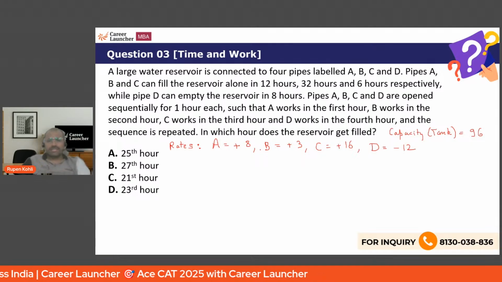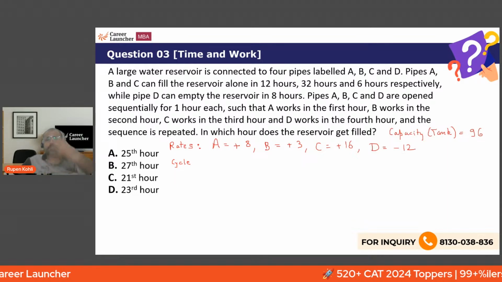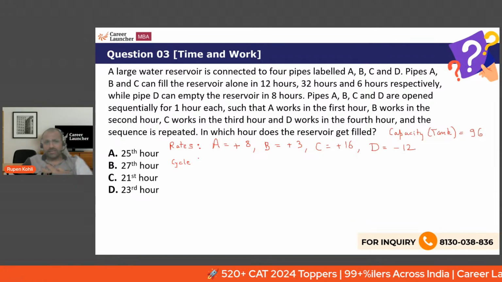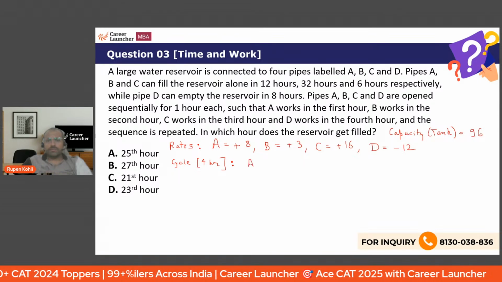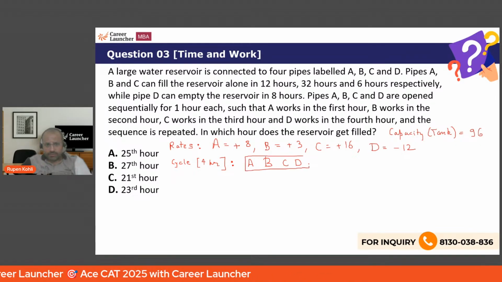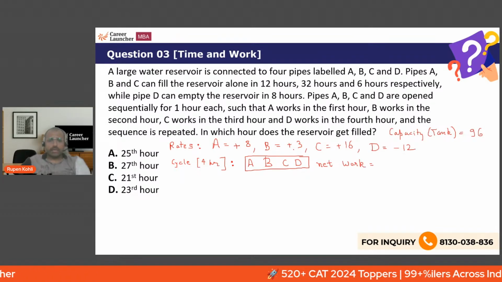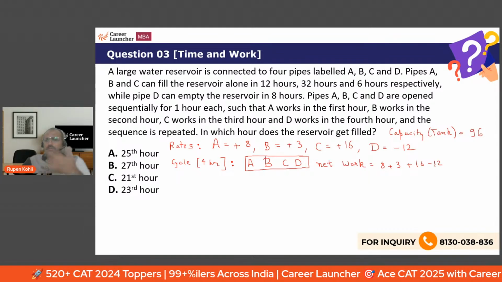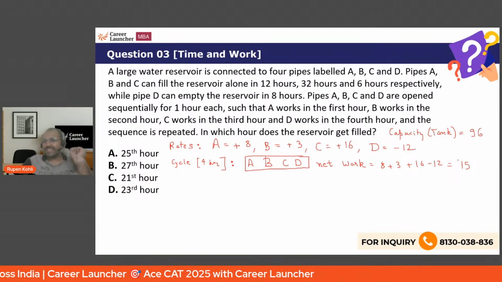Wonderful. So there is a cycle of work being accomplished, a pattern, and that cycle consists of a 4-hour pattern. In that 4-hour pattern, first A works, then B works, then C works, and then D works. So in that cycle, what is the total net positive work done? 8 plus 3 is 11, 11 plus 16, minus 12. 16 minus 12 is 4, 11 plus 4, so 15 units are being filled in that 4-hour cycle.